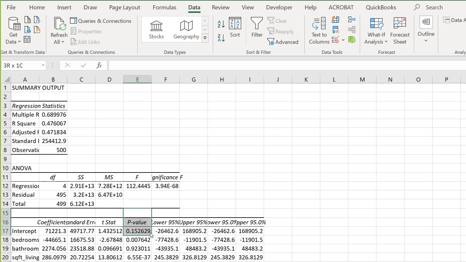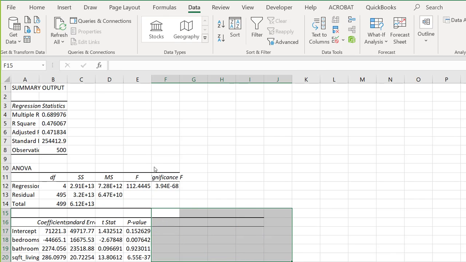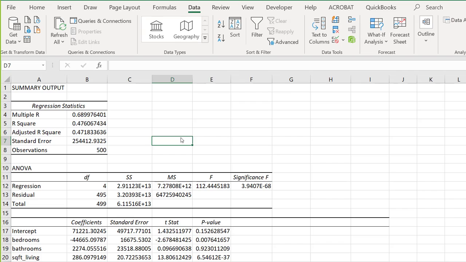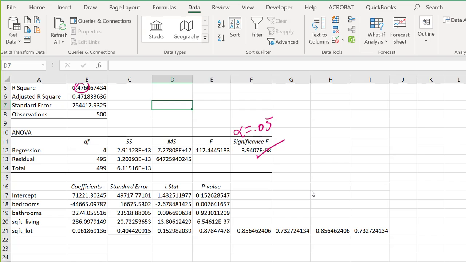I'm going to delete all of this because we don't need it. And let's make this a little bit more readable. All right, so in this case, okay, R squared, not great. Significance of the entire thing is good. It is below alpha 0.05, so I'm good there. And then when I look at my coefficients, I have negative, positive, positive, negative. That's for you to interpret.